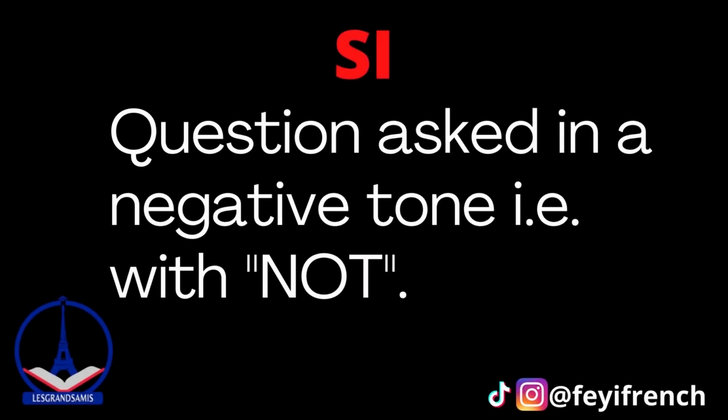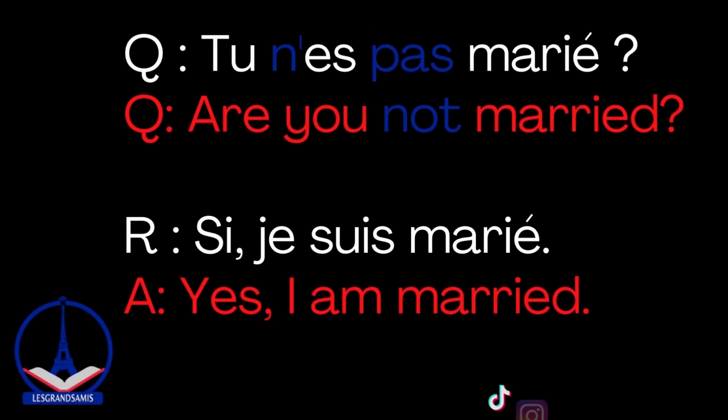On the other hand, si is used to say yes when the question was asked in a negative tone. That means when the question contains the word not in it. For example, tu n'es pas marié? Are you not married? Si, je suis marié. Yes, I am married.